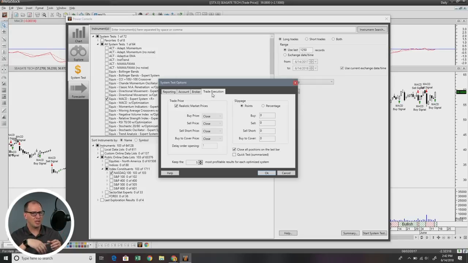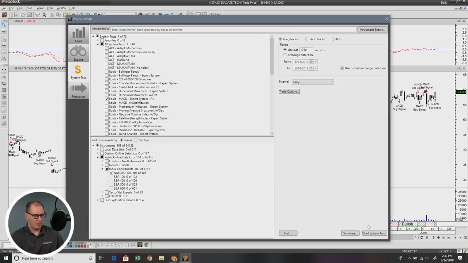All realistic market prices mean is that if I get a buy signal today, I'm really getting in on that trade on the next bar, at the open of the next bar. So you can set how you want to get into the trade, and if you want to account for slippage, those types of things. Those are some of the things we can set in the system tester. There's actually more we can get into, but this is just to introduce you to the system tester and what it can do.